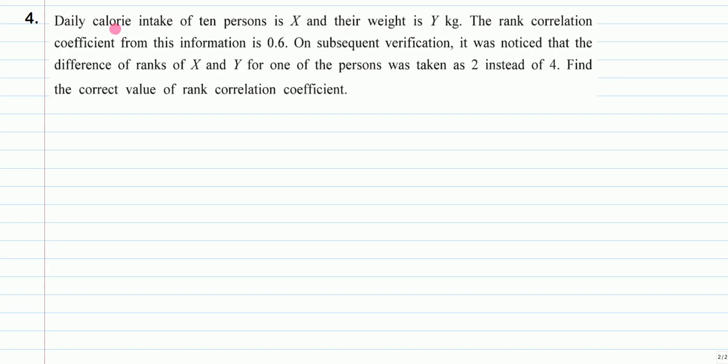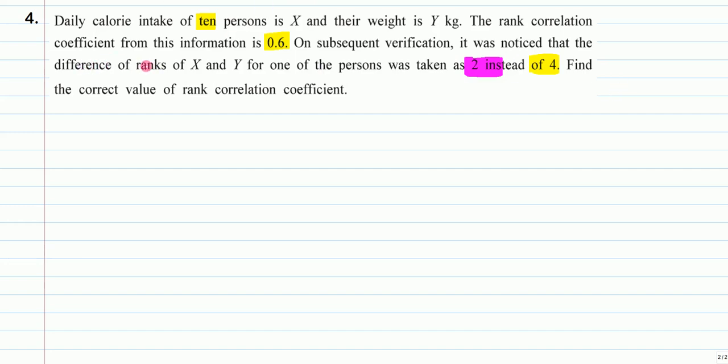Daily calorie intake of 10 persons, means n is equal to 10. The calorie intake is x and their weight is y. The rank correlation coefficient from the information is 0.6. On subsequent verification, it was noticed that the difference of ranks of x and y for one person was taken as 2 instead of 4. Taken as 2 instead of 4 means 2 is the wrong value.